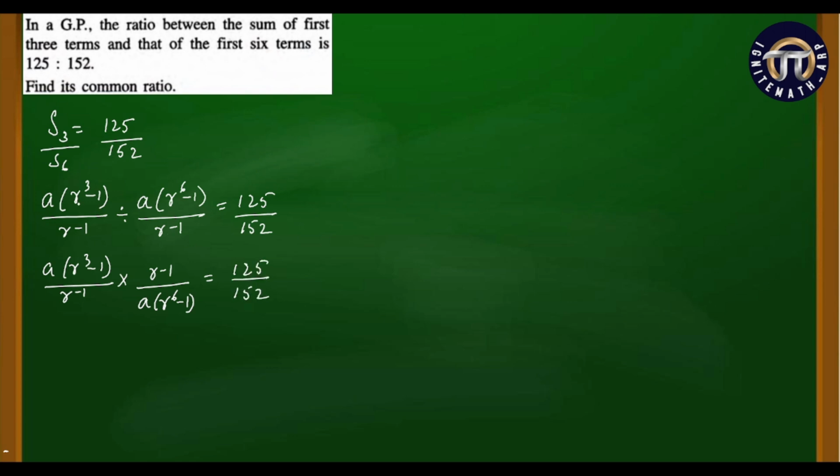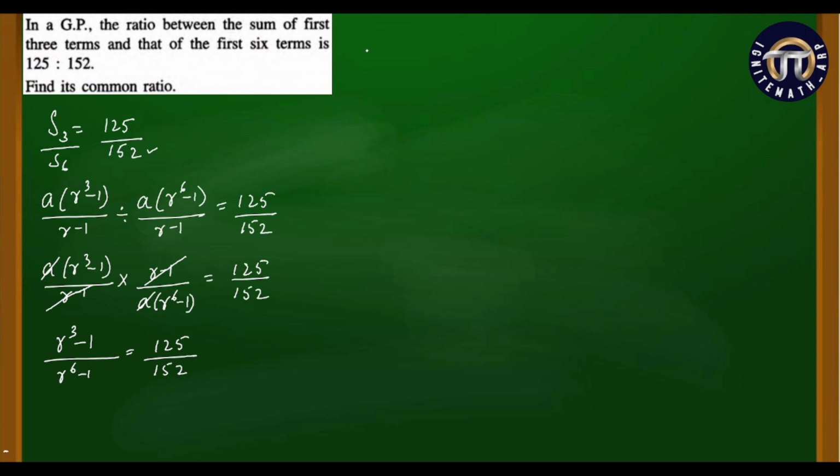So you can ask, sir, how do you know that r is greater than 1 over here? See, the ratio of the sum of the first three terms and the first six terms, so the denominator is greater. In the sense what? The GP is increasing. Clear, children? So I have taken r greater than 1 over here. So now r minus 1 will get cancelled, then a also will get cancelled. I'll be left with r to the power of 3 minus 1 by r to the power of 6 minus 1 is equal to 125 by 152.